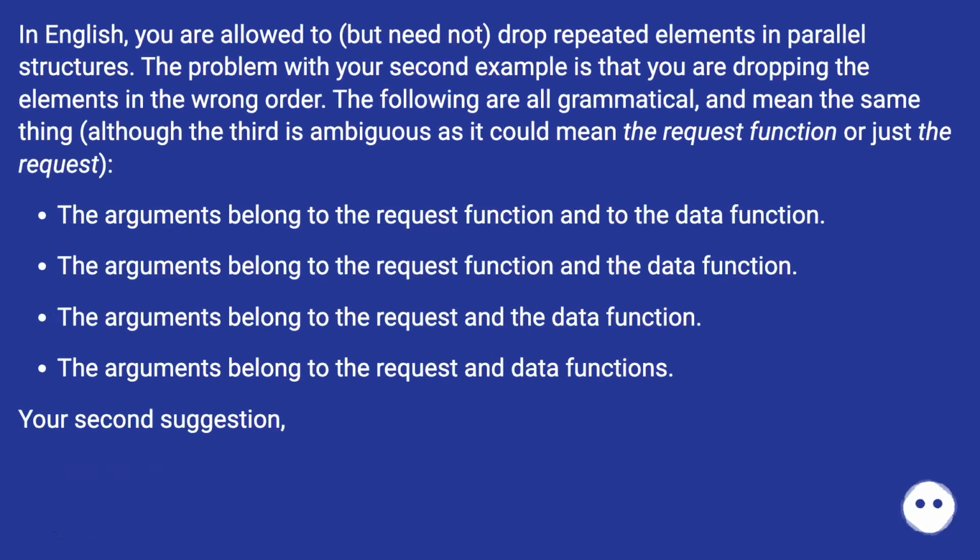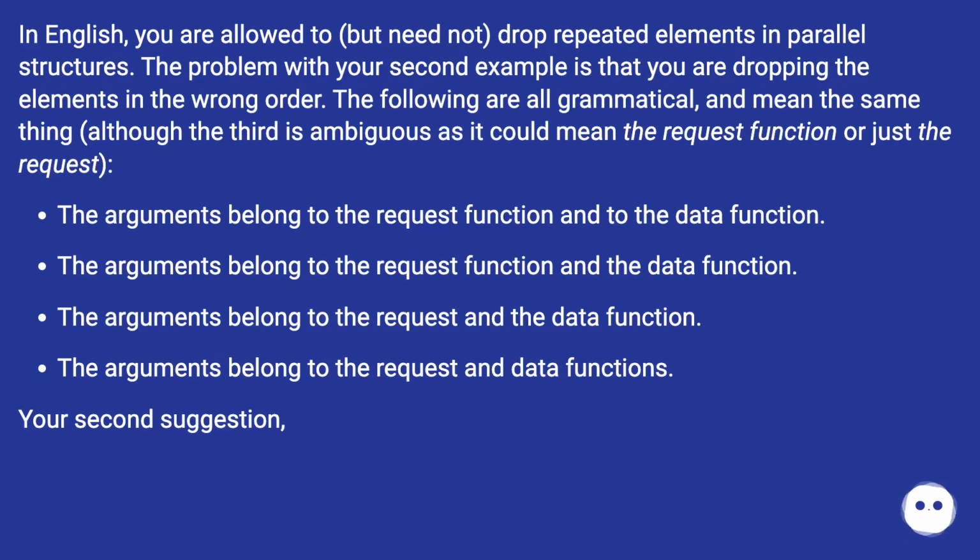In English, you are allowed to, but need not, drop repeated elements in parallel structures. The problem with your second example is that you are dropping the elements in the wrong order. The following are all grammatical and mean the same thing, although the third is ambiguous, as it could mean the request function or just the request. The arguments belong to the request function and to the data function. The arguments belong to the request function and the data function. The arguments belong to the request and the data function. The arguments belong to the request and data functions.